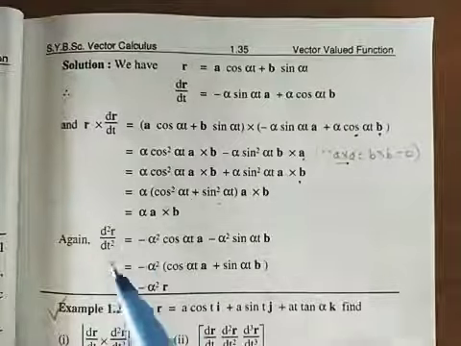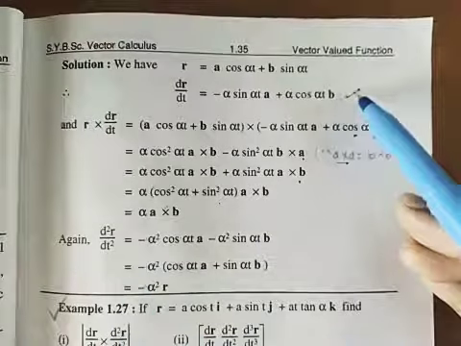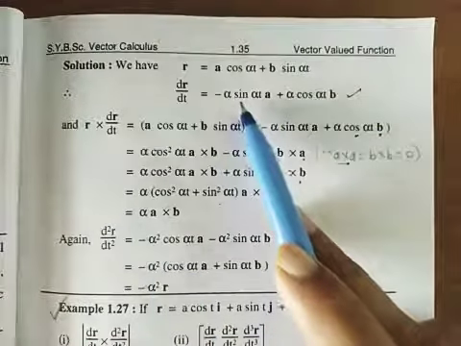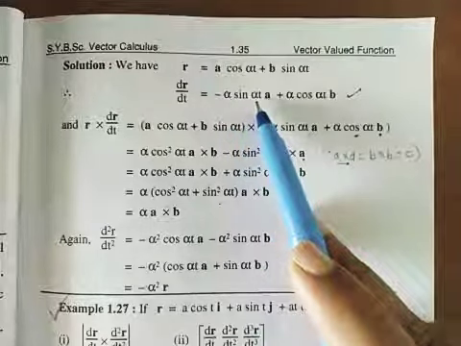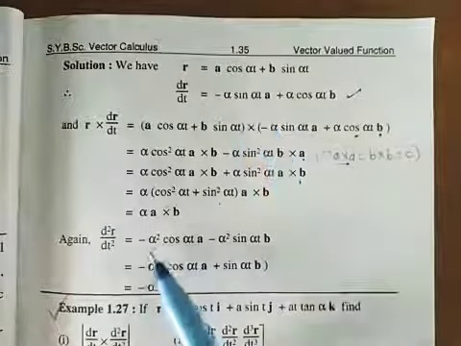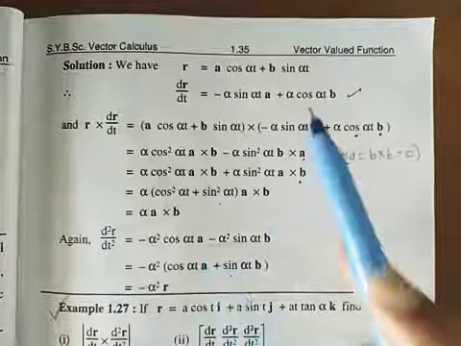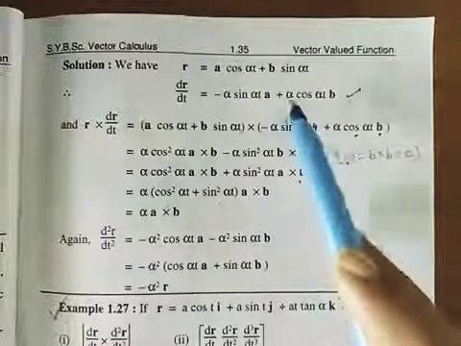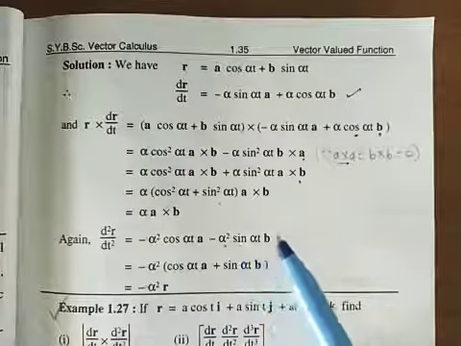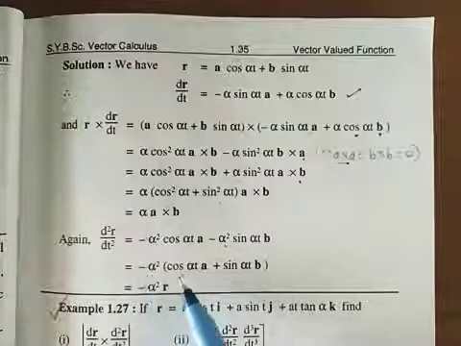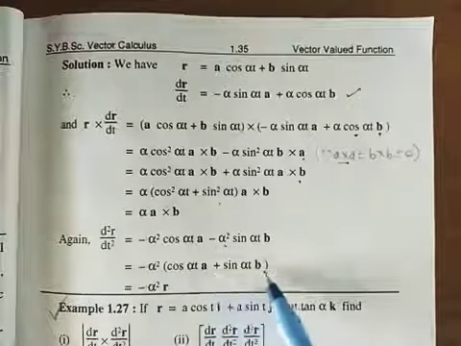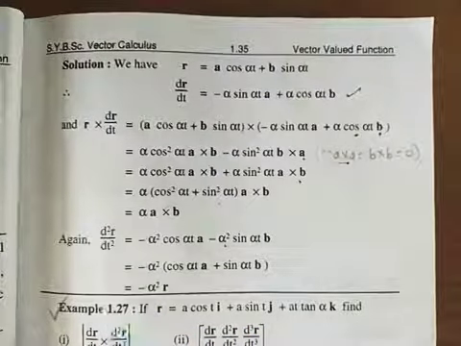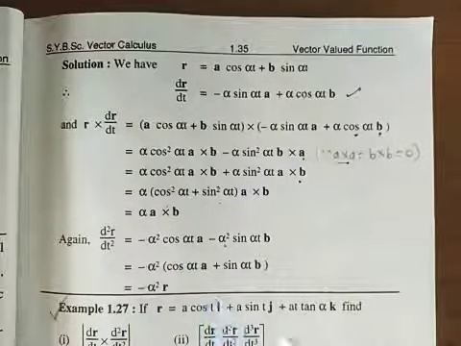Next, to find d square R by dt square, this is our dR by dt, and we take its derivative again. So what will be its derivative? Minus alpha as it is, derivative of sin alpha t is alpha cos alpha t, so here will be alpha square cos alpha t A. Then derivative of cos alpha t is minus alpha sin alpha t, so minus alpha into alpha, square sin alpha t into B. Taking minus alpha square common, in the bracket is cos alpha t A plus sin alpha t B, and we know that cos alpha t A plus sin alpha t B is R. So d square R by dt square is minus alpha square into R.